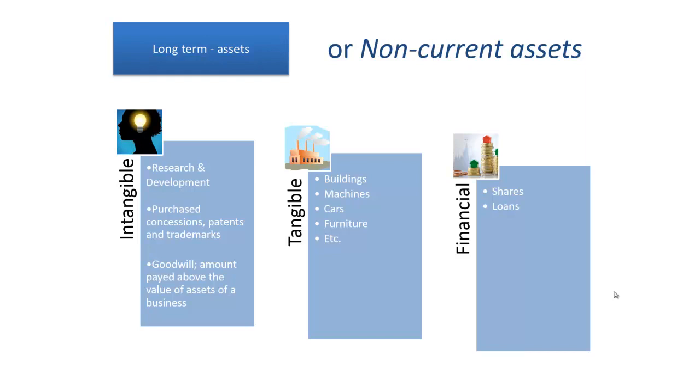Within this category of non-current assets, we have three categories. Again, they have a fixed order and should be listed in the way discussed. First, we start with intangible assets, then tangible assets, and we end with financial assets.